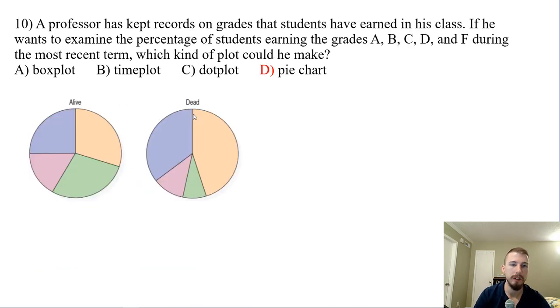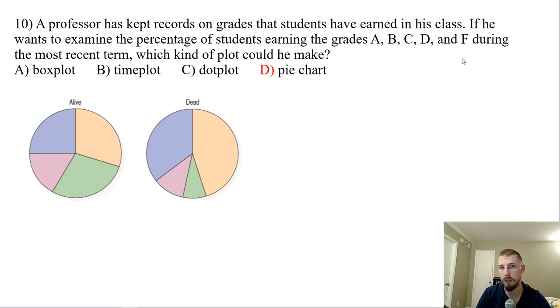Number 10. A professor kept records on grades of students who earned them in his class. If he wants to examine the percentage of the students earning grades A, B, C, D, and F during the most recent term, what kind of plot would he make? So if he's graphing out percentages, that's done with a pie chart. Also, grades A, B, C, D, and F, those are categorical, right?